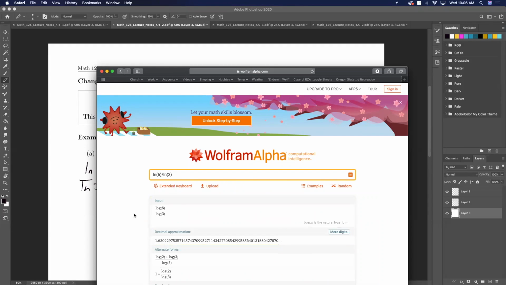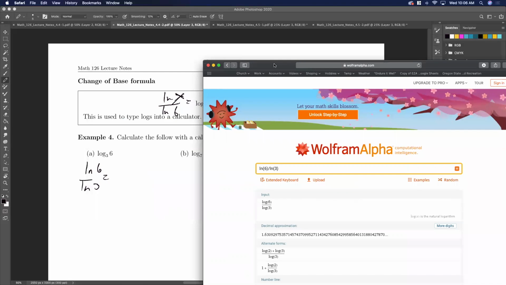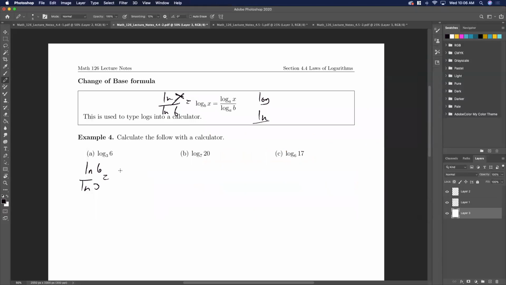So here I'm using natural log. Here, Wolfram Alpha assumes that's the same as normal log, which is not true, because here, let me test something real quick with this crazy thing. So the answer here is 1.6. Please know what your calculator believes is what.